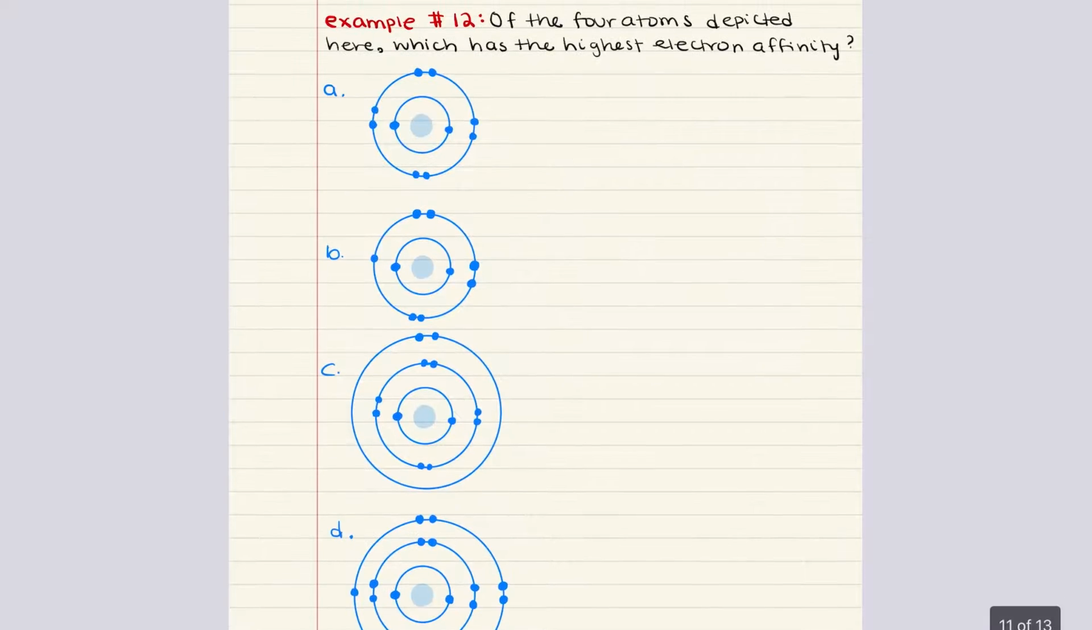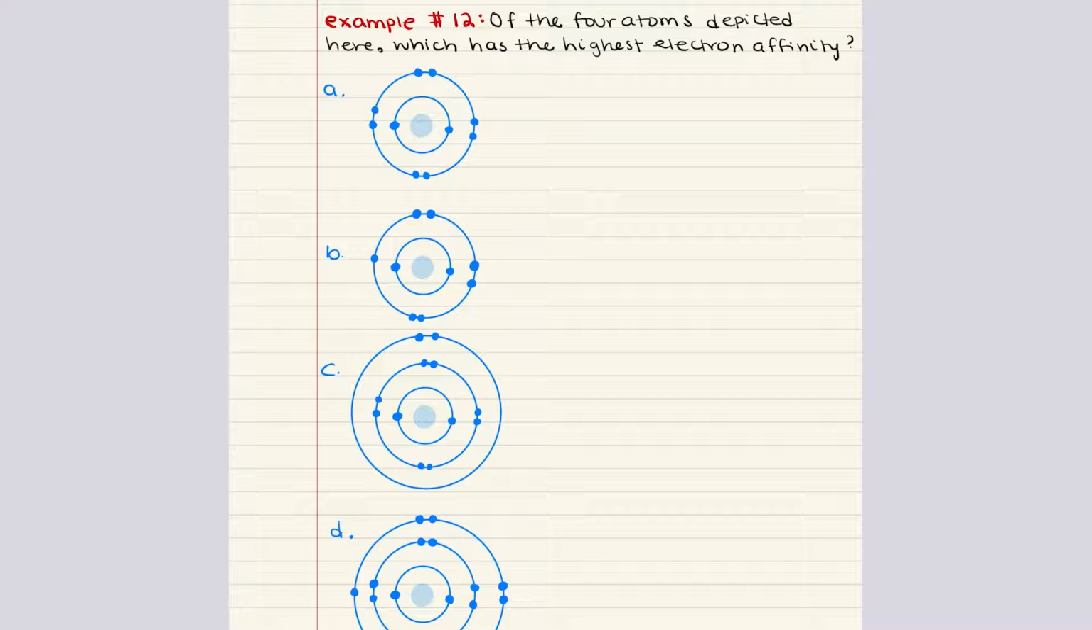Moving on to problem 12, this one says, of the 4 atoms depicted here, which has the highest electron affinity? Now, electron affinity is the amount of energy that's released when an atom in the gas phase accepts an electron. Generally, elements with high electron affinity are those that can gain an electron to achieve a stable electron configuration, usually a complete outer shell. To analyze this, we need to consider the electronic configuration and the positions of these elements in the periodic table.